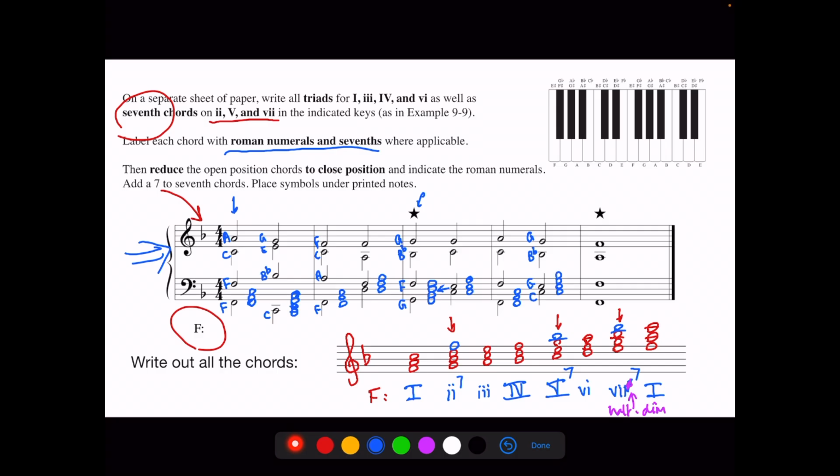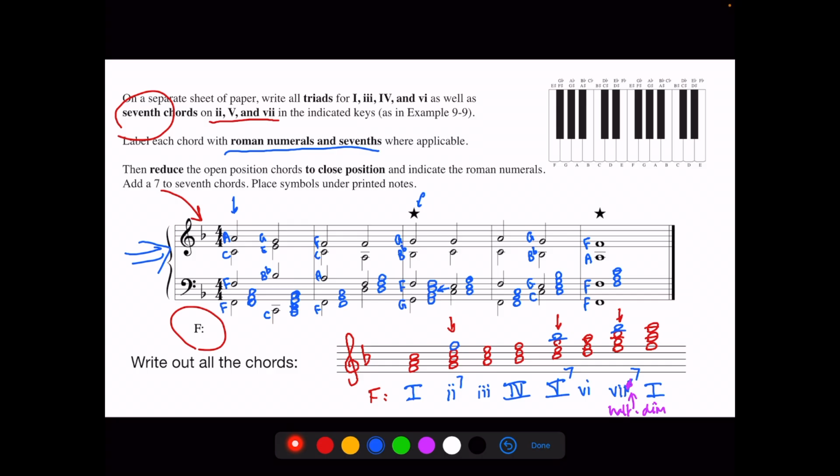And the last one. Hey, this is the same thing. That's why you see a little star. F, A, and F. We have F and A. So you have to understand that the 5th is being omitted here because harmonically it's not really that significant. So what we just did is reduce the open position chords to close position.